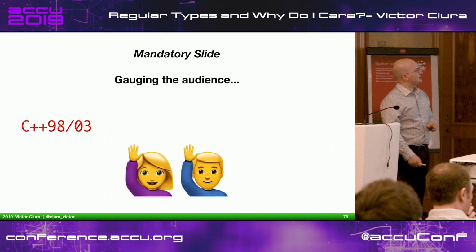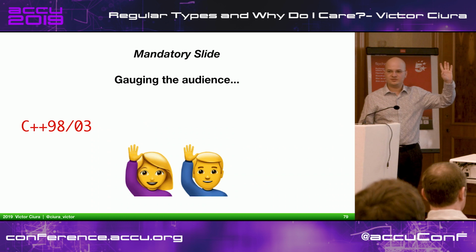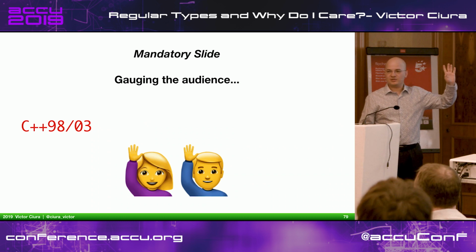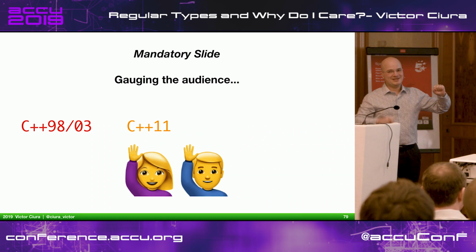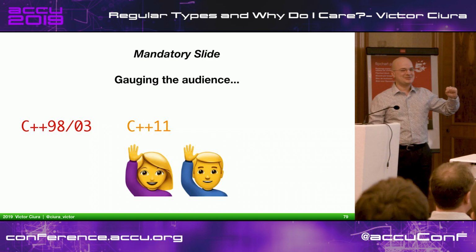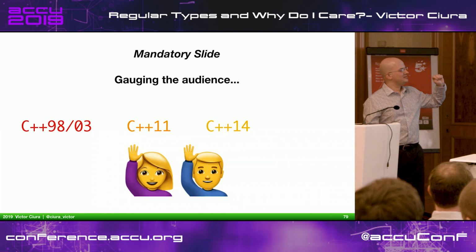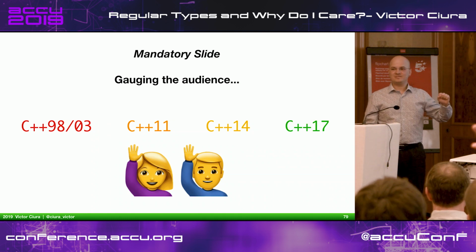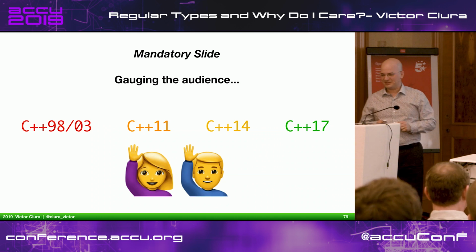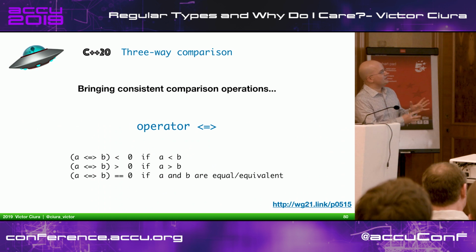And now, mandatory slide. Let's gauge the audience a little bit. Who here is still on old C++ for various reasons? One hand. C++11. Library implementers don't count, Marshall. You do need to support that config. 11. Few hands. 14. More. 17. Wow, that's a good audience. Excellent, excellent. Okay.